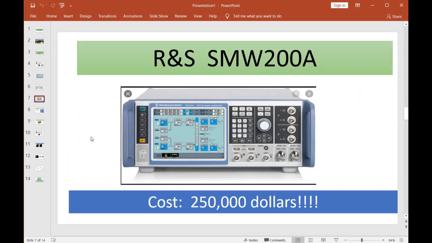Now, if you really have a lot of money, you can get Rohde & Schwarz's latest vector signal generator, the SMW200A. This signal generator costs about $250,000. So if you really want the top of the line and want to play with the top of the line radio exciter, this unit right here is pretty much going to do whatever you need to do. No problem.